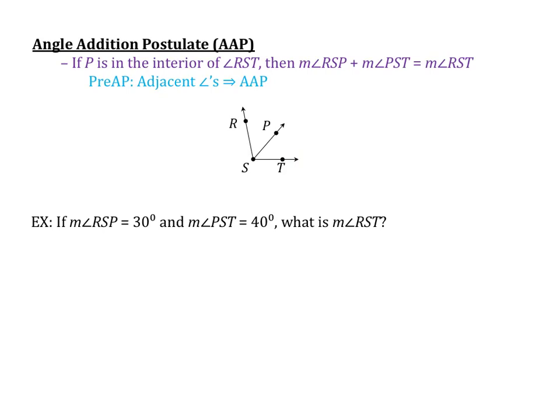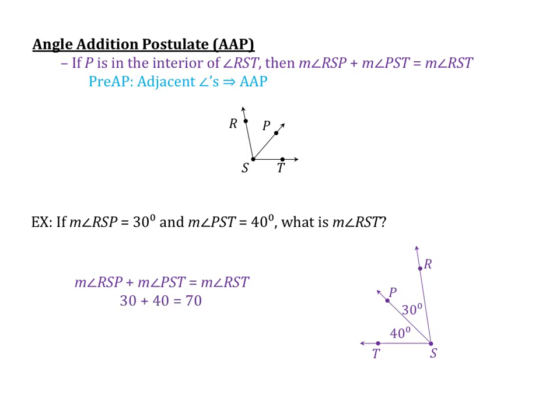Let's try an example. So if the measure of angle RSP is equal to 30 degrees, and the measure of angle PST is equal to 40 degrees, then what is the measure of angle RST? So the first thing I need to do is draw my picture and label my parts. So I'm going to draw angle RST with P somewhere in the middle, and then label my 30-degree angle and my 40-degree angle. Now we know, using angle addition postulate, that if we add the two pieces of the angle together, it'll equal the whole angle. And then when I substitute what I know, the 30 degrees and the 40 degrees, then that means my whole angle is going to be equal to 70 degrees.